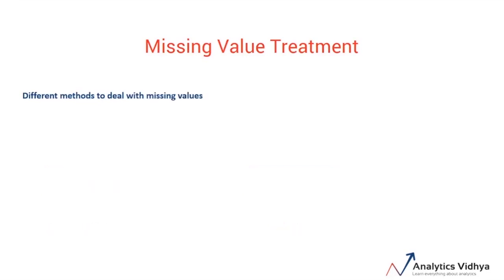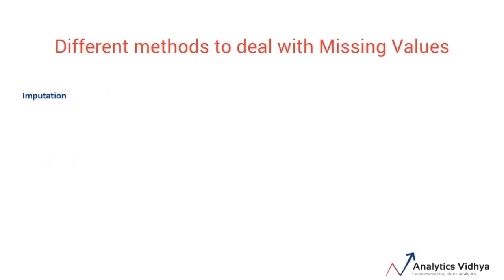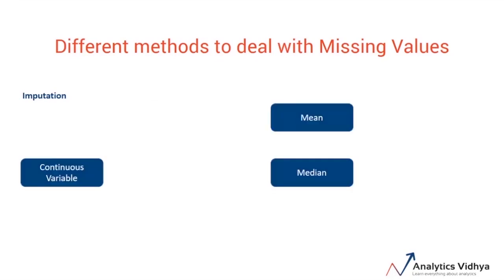Now once we have identified the missing values, it is time to deal with them. There are two methods to deal with the missing values. First is by imputing the missing values, and second is by deleting the missing values. We will have a look at both these methods in detail. Let's talk about the first method, that is imputation. There are different imputation techniques for continuous and categorical variables. While continuous variables are imputed using the mean, median, and regression methods, the categorical variables are imputed using mode or classification methods.